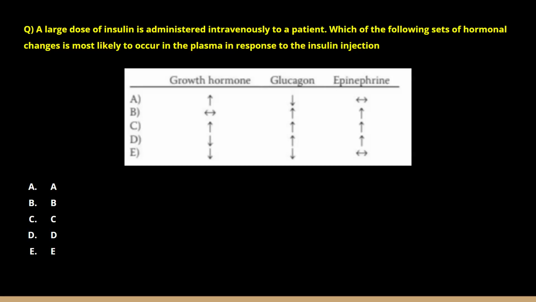Here's a question. A large dose of insulin is administered intravenously to a patient. Which of the following sets of hormonal changes is most likely to occur in the plasma in response to the insulin injection? I'll give you a minute from now. But at 30 seconds, I'll give you a hint.